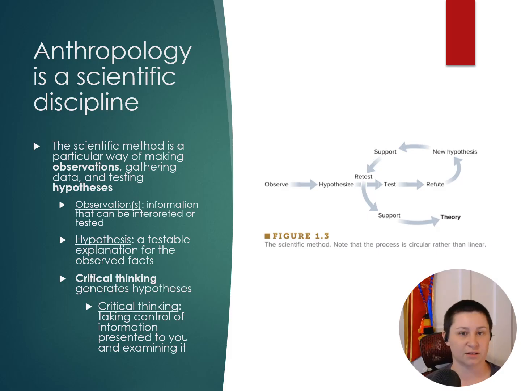So just to define the terms that I was talking about earlier, an observation is information that can be interpreted or tested. A hypothesis is a testable explanation for the observed facts. Critical thinking is what generates these hypotheses. So it's taking control of information that's presented to you and examining it. Critical thinking is something really important for academics to do: if you're presented with information, think about it and go, no, yeah, that makes sense. Or go, I don't know about that.